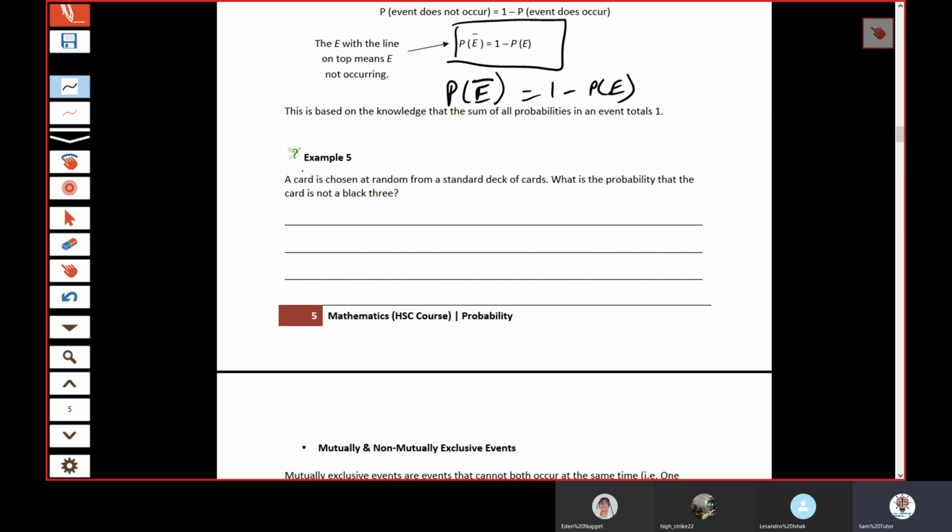Okay, so watch this. A card is chosen at random from a standard deck of cards. What is the probability that the card is not a black 3? So the probability of not black 3 is equal to 1 minus the probability of black 3. Well, how many black 3s do you have? You've got 2 black 3s out of 52. And then whatever that gives you. Does that make sense, you guys? Which is 50 out of 52, and then you simplify.